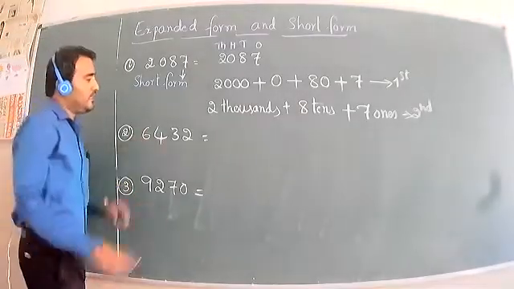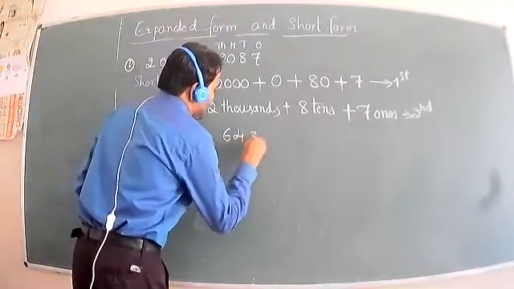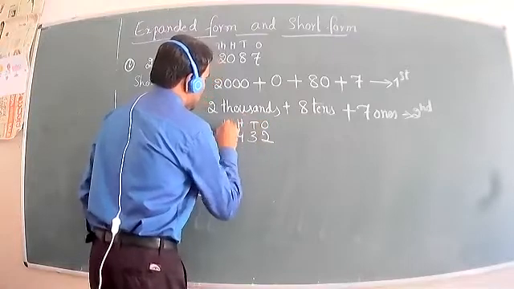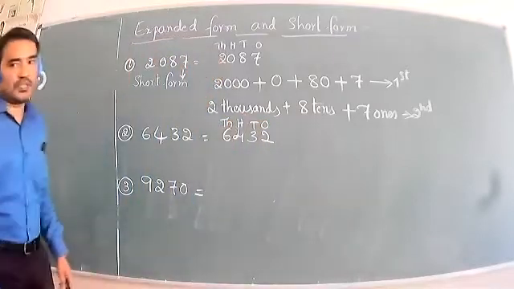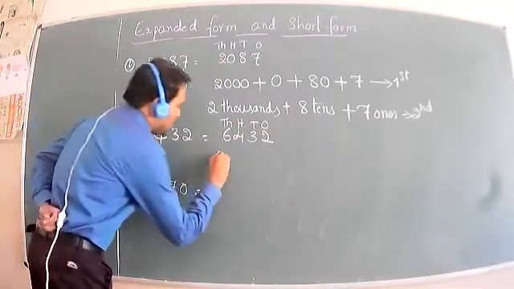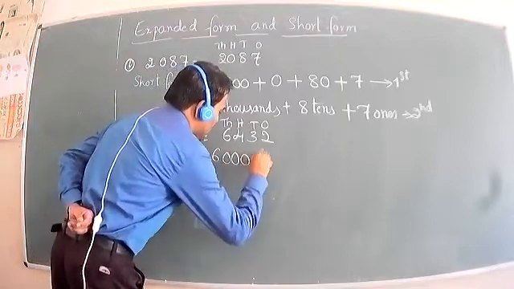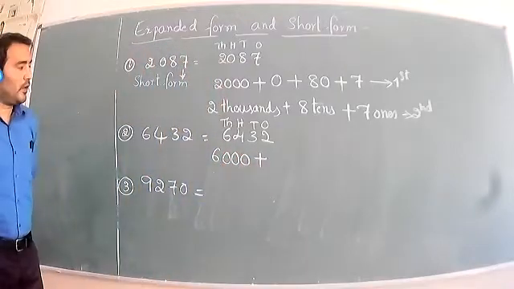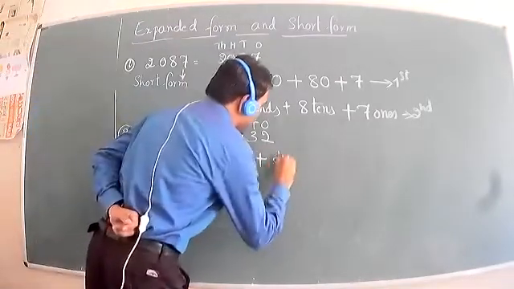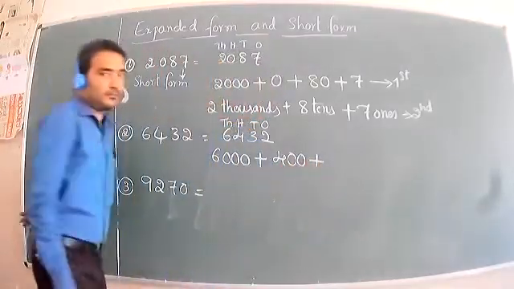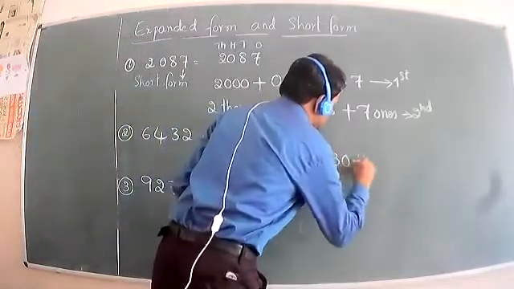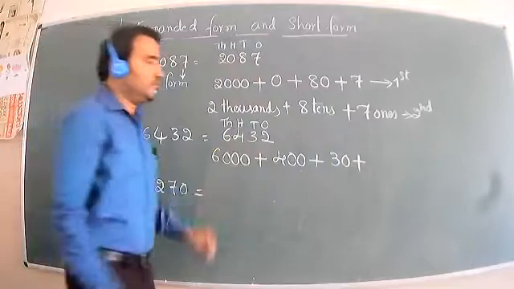The number is 6432. Write the place values first: ones, tens, hundreds, thousands. What is the place value of 6? 6 into 1000, 6000, plus. What is the place value of 4? Hundreds place. 4 into 100, 400. Tens place is 3, so 30. Ones place is 2, so 2.